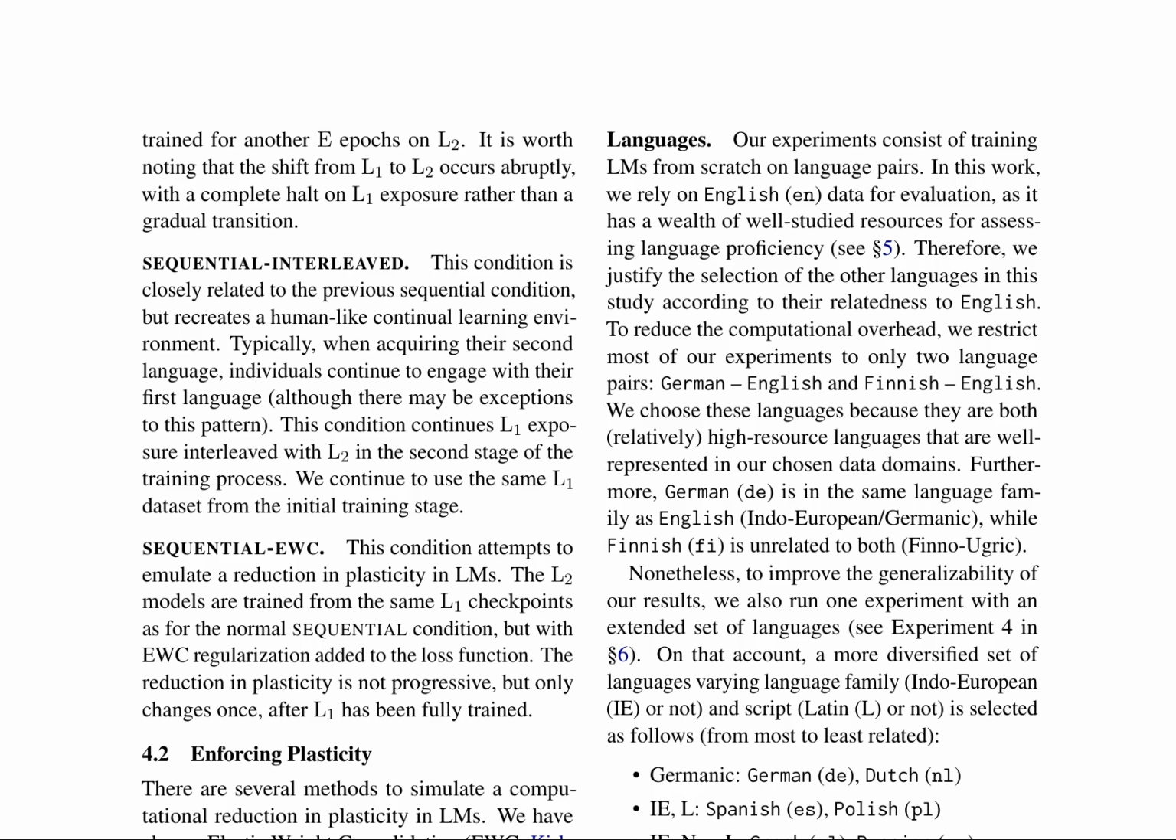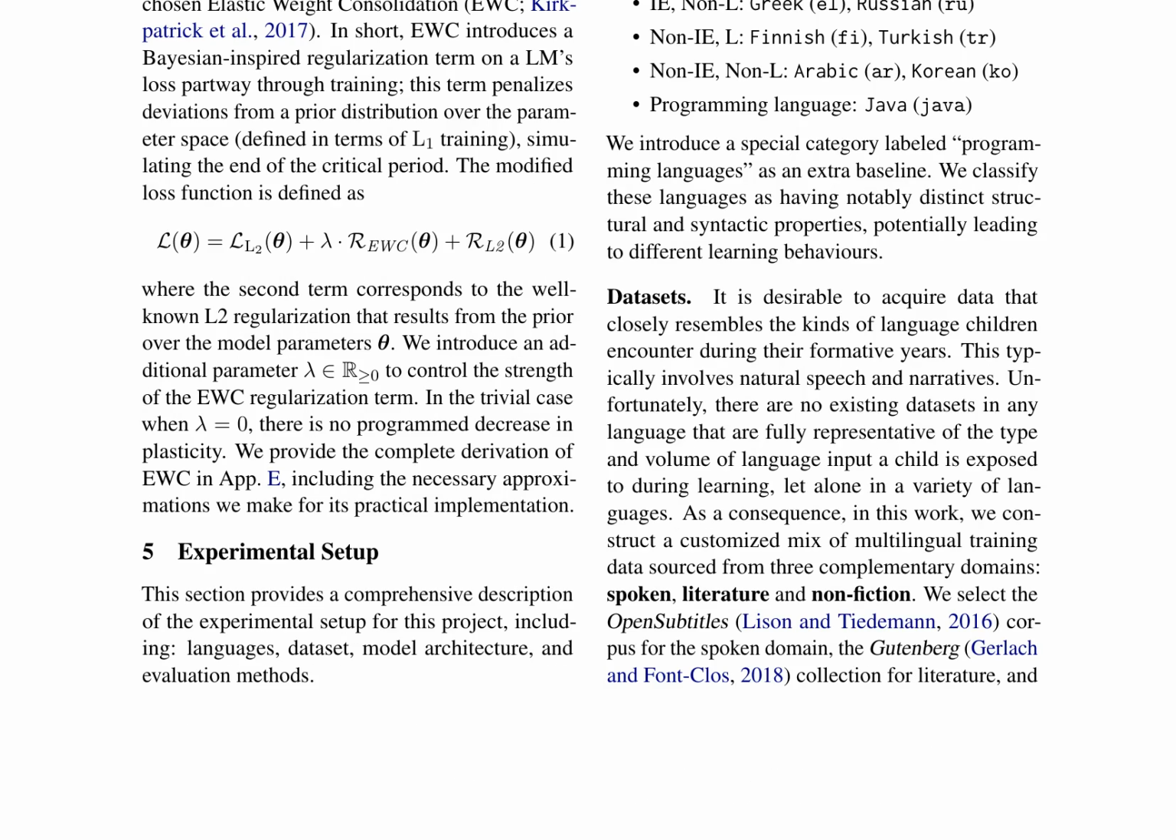Sequential-interleaved-EWC adds elastic weight consolidation regularization to the loss function, simulating a reduction in plasticity in language models. This Bayesian-inspired regularization term penalizes deviations from a prior distribution over the parameter space, defined in terms of first language training. The modified loss function is defined as L(θ) = L_L2(θ) + λ(R_EWC(θ) + R_L2(θ)), where lambda controls the strength of the EWC regularization term. When lambda equals 0, there is no programmed decrease in plasticity.